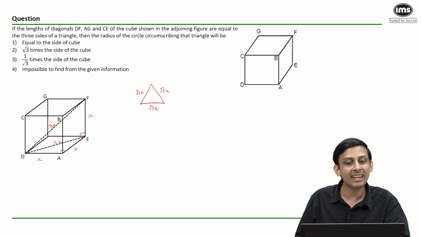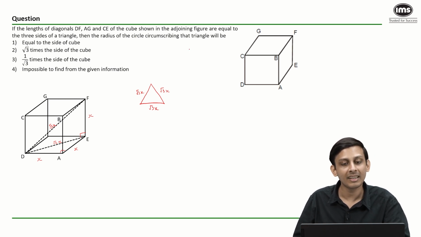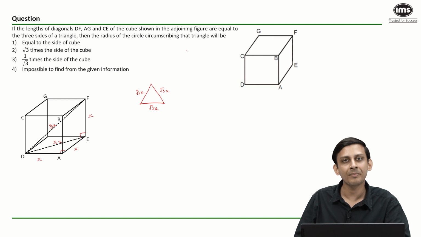Now we want to find the radius of the circle circumscribing that triangle. First of all, this is an equilateral triangle since all the sides are equal. Therefore, the circumradius of an equilateral triangle is the side of the triangle divided by root 3. So here the circumradius, which let's take as capital R, will be the side, root 3x, divided by root 3. So the circumradius will be equal to x. So the circumradius will be equal to the side of the cube, and therefore the answer is option 1.